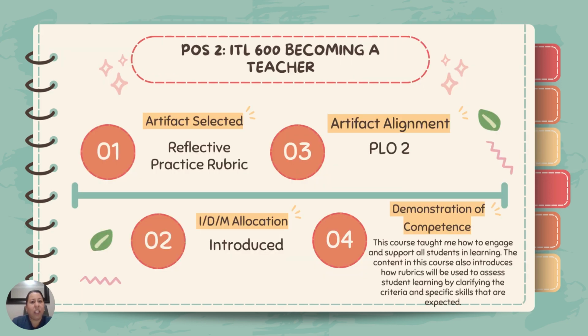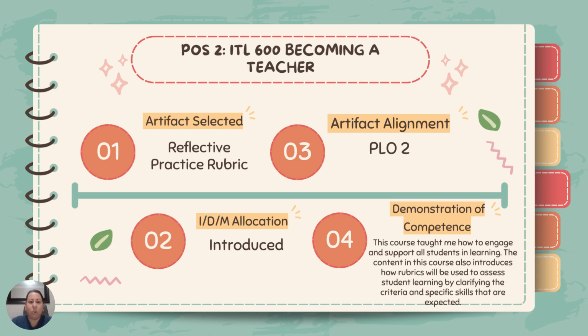My plan of study 2 was ITL 600, Becoming a Teacher. The artifact selected for this course was the Reflective Practice Rubric. I did feel like it aligned with PLO 2 with an allocation of introduced, because as a teacher, we're acquiring knowledge and skills to understand, design, and customize lessons. This class has taught me to engage and support all students in learning.